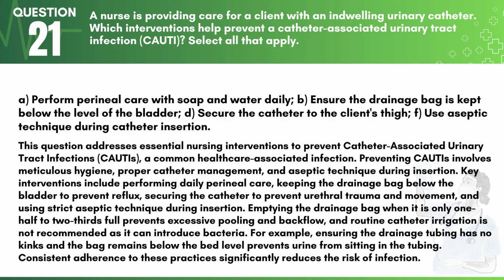keeping the drainage bag below the bladder to prevent reflux, securing the catheter to prevent urethral trauma and movement, and using strict aseptic technique during insertion. Emptying the drainage bag when it is only 1/2 to 2/3 full prevents excessive pooling and backflow, and routine catheter irrigation is not recommended as it can introduce bacteria. For example, ensuring the drainage tubing has no kinks and the bag remains below the bed level prevents urine from sitting in the tubing. Consistent adherence to these practices significantly reduces the risk of infection.